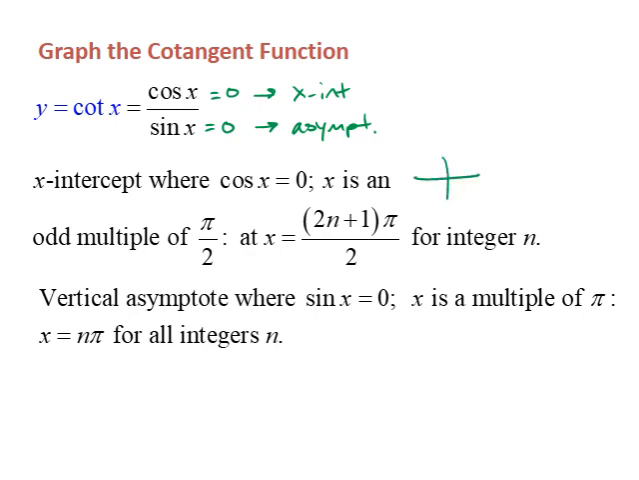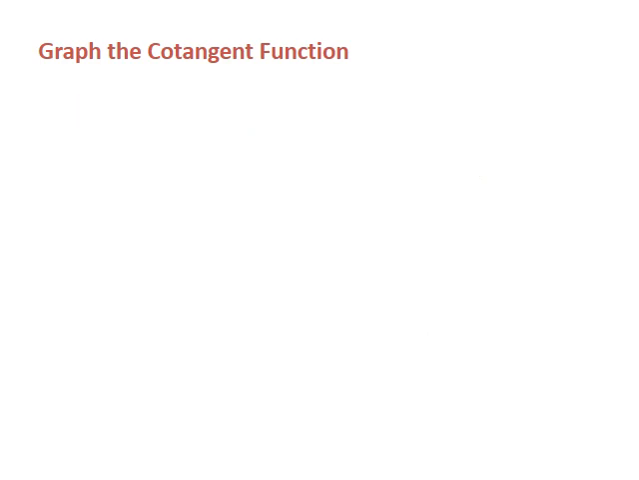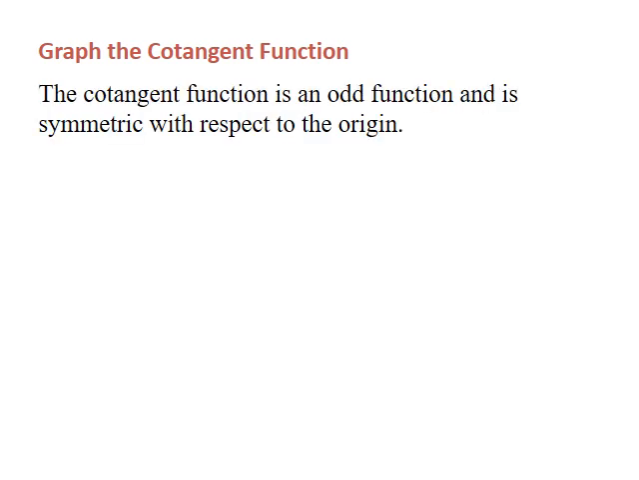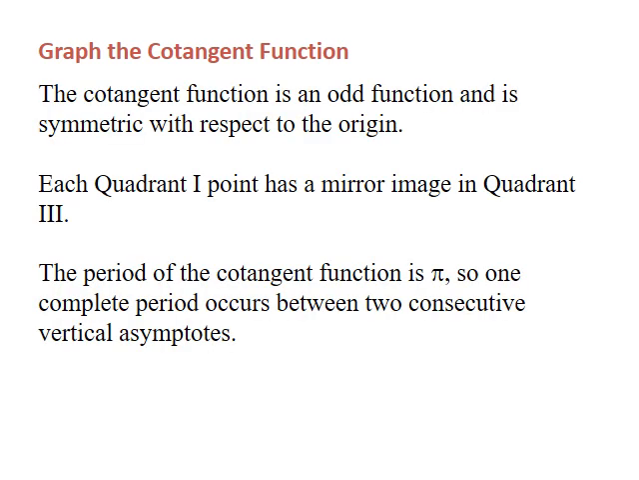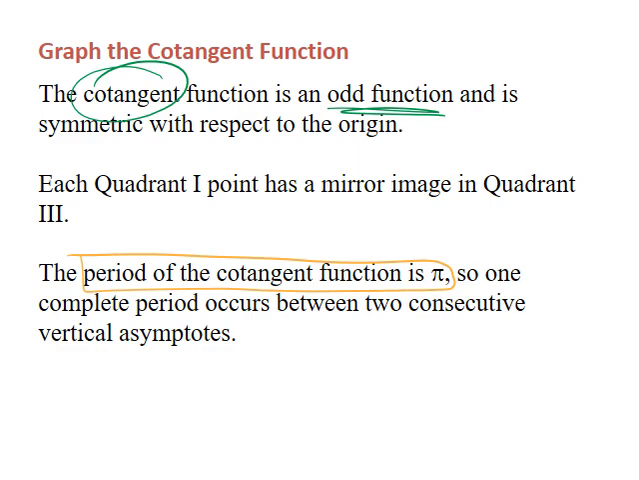So again, cosine of x is equal to 0 here and here. It's odd multiples of pi over 2. Sine of x is equal to 0 here and here, multiples of pi. So, a couple more things. Cotangent is also an odd function, so it is also symmetric with respect to the origin. The period is pi. The thing that's different, the tangent graph takes on this shape.